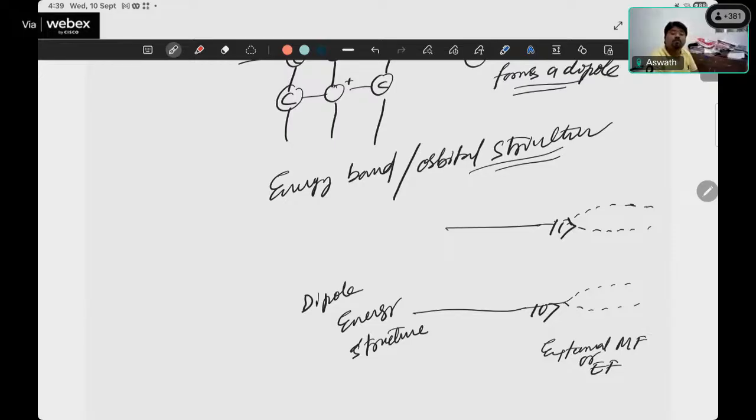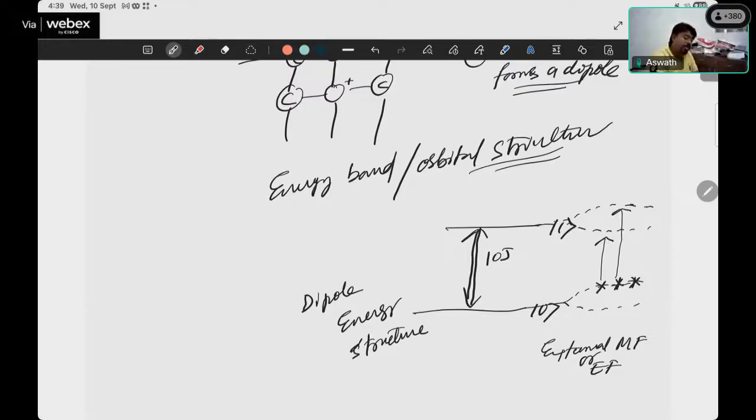Now, initially the electrons were there. Let's say those electrons go and sit somewhere here. Now, I was thinking the energy separation is, let's say, 10 joules. Now the electrons were here. They have an option to go to this level, this level, and this level.